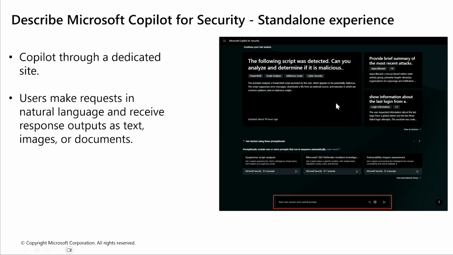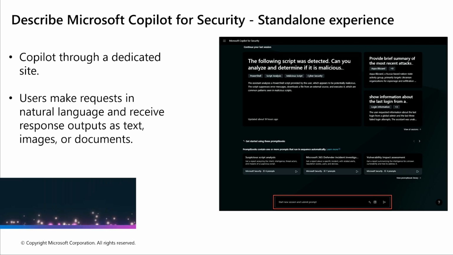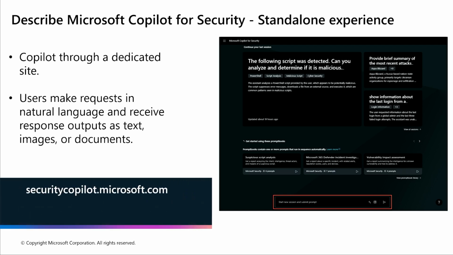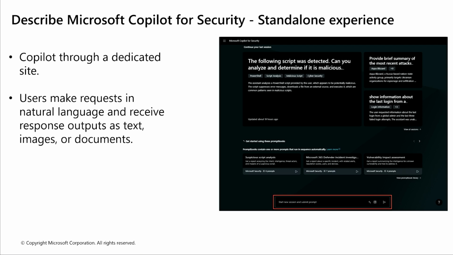So there are two ways in which we engage with Copilot for Security. The one we call the standalone experience, and the other we call the embedded. In the standalone experience, we can go directly to the Copilot URL, securitycopilot.microsoft.com, that you see here at the bottom of the screen. Users can interact with Copilot through a dedicated site. They make requests in natural language and receive responses as text, images, or documents. Here's an example of what that would look like.